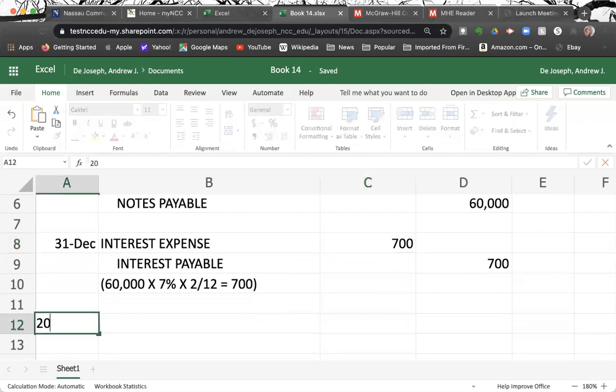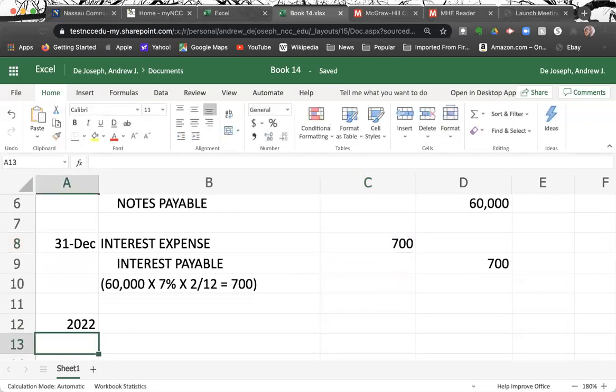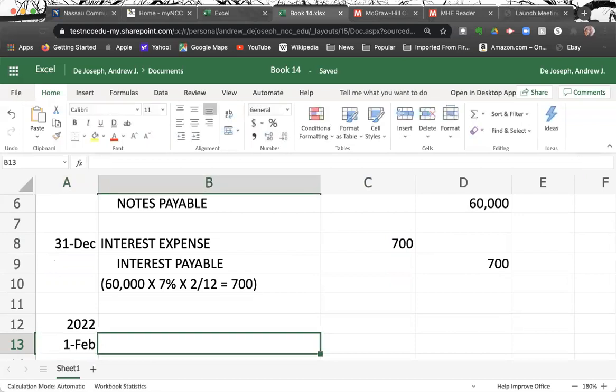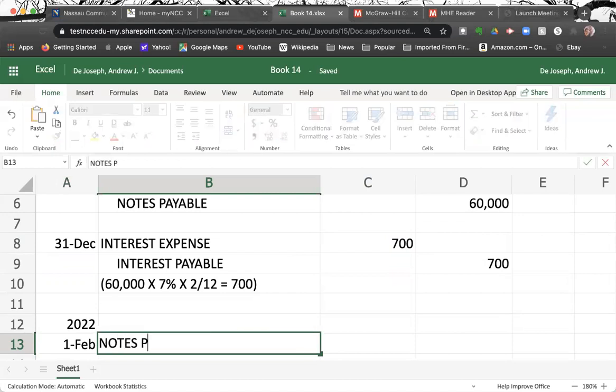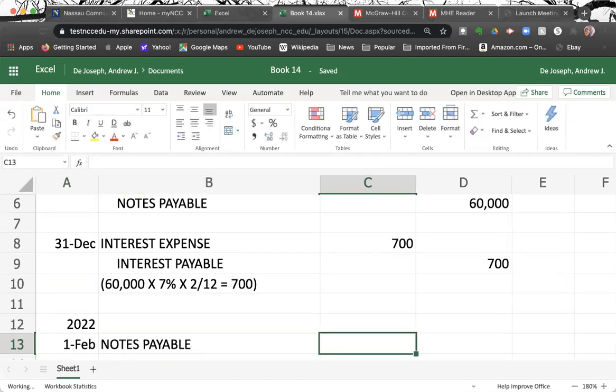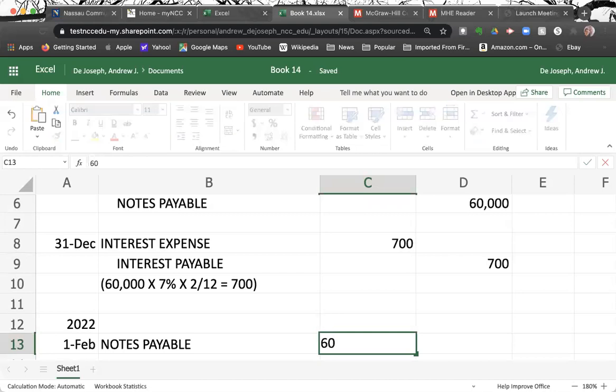Now, the next date is in 2022, right? And that would be February 1st. So on February 1st, I'm going to pay the money that I borrowed back plus interest. Debit notes payable, 60,000.